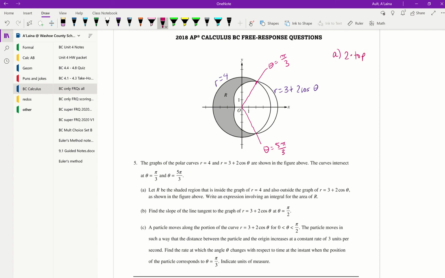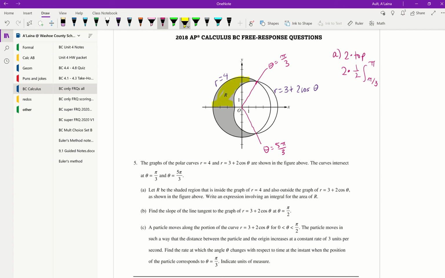You could have done twice the bottom. You could have just done the whole region from pi over 3 to 5 pi over 3. That's up to you. You might remember that the formula for the area in between polar curves is 1/2 times the definite integral. Now, if I'm doing the top, I'm going to do from pi over 3 to pi. I'm just doing this region right here, and that's stopping at pi.